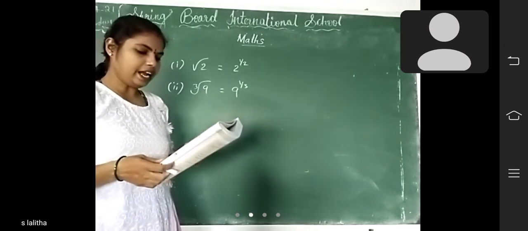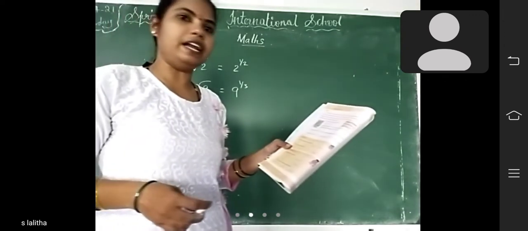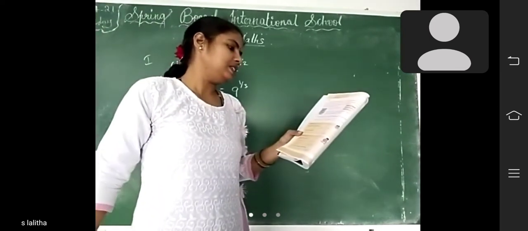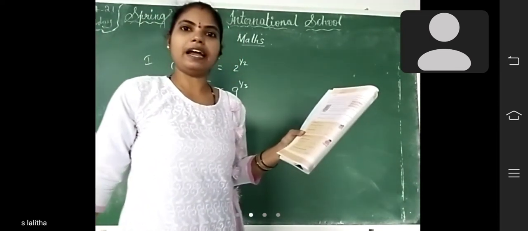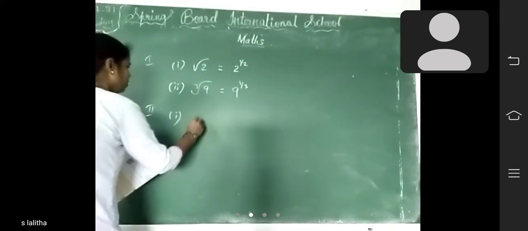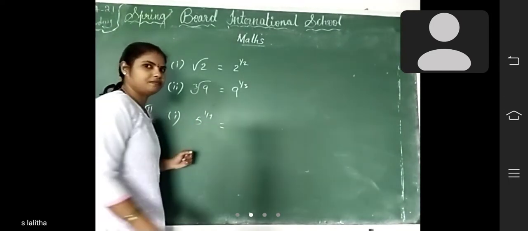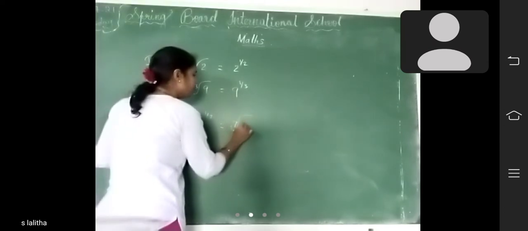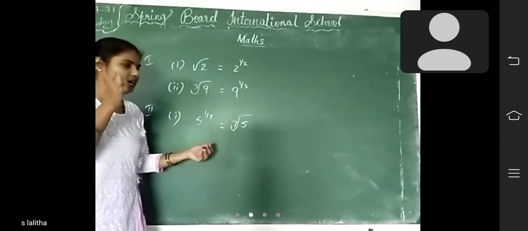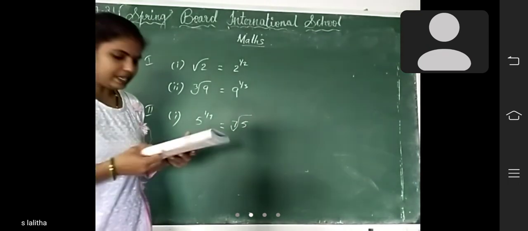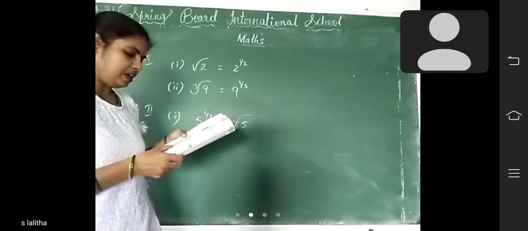Next, second, see, write the surds in radical form. This is the first Roman, second Roman, first sum. You can write here the surds in radical form. Exponential form is given: 5 power 1 by 7. How can you write in radical form? 5 power 1 by 7. Yes, 7th root of 5. Did you understand?